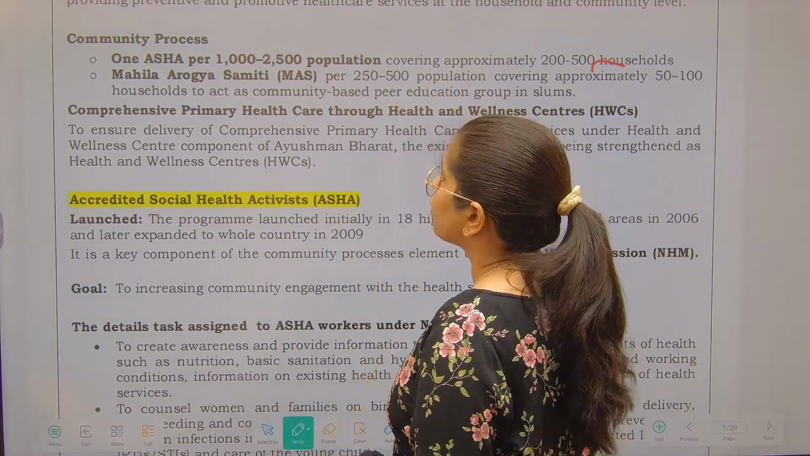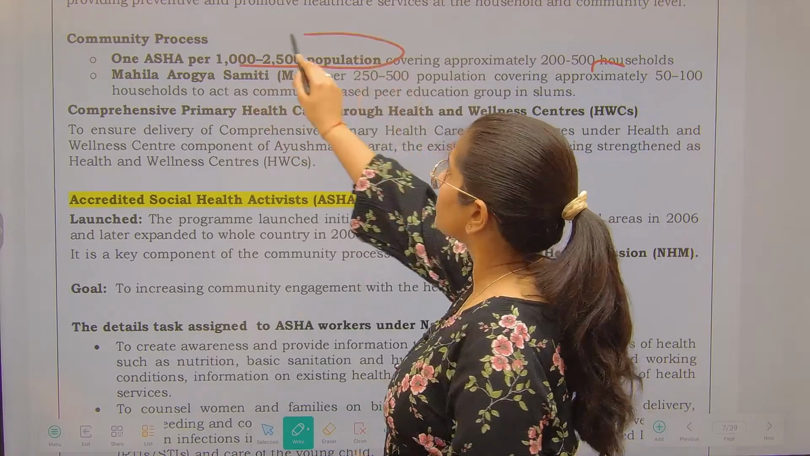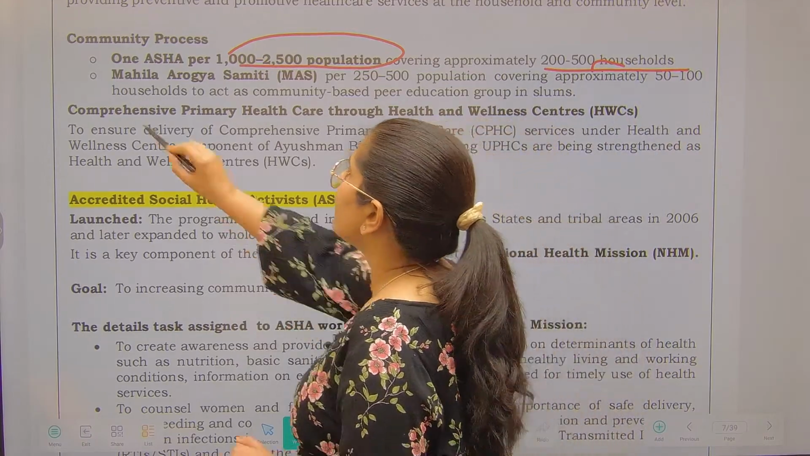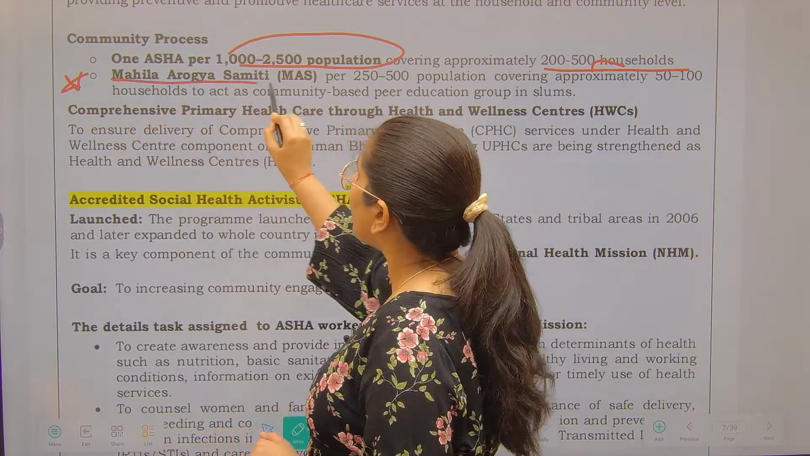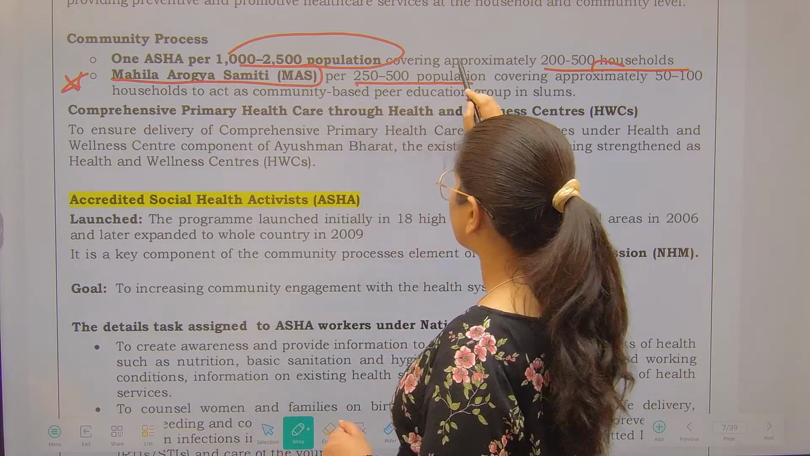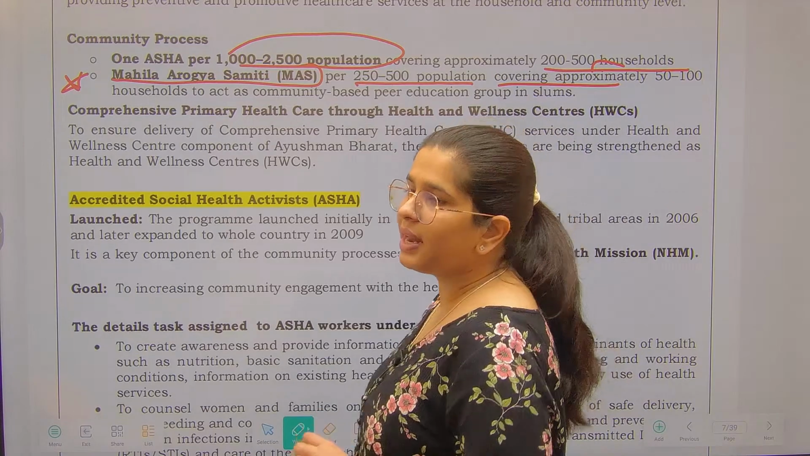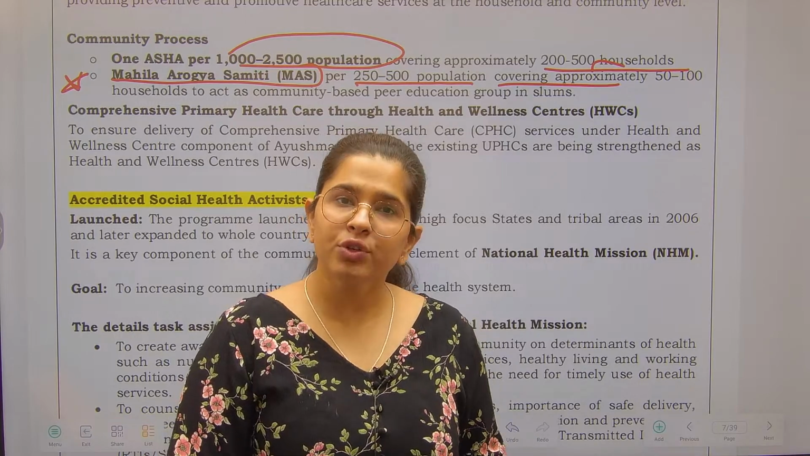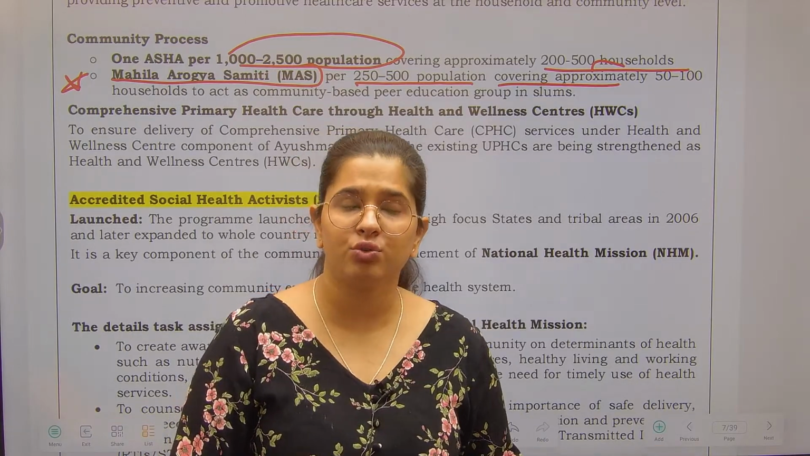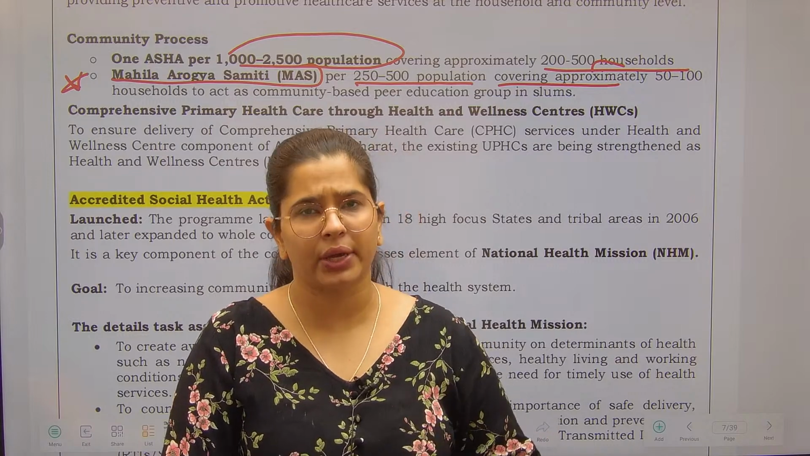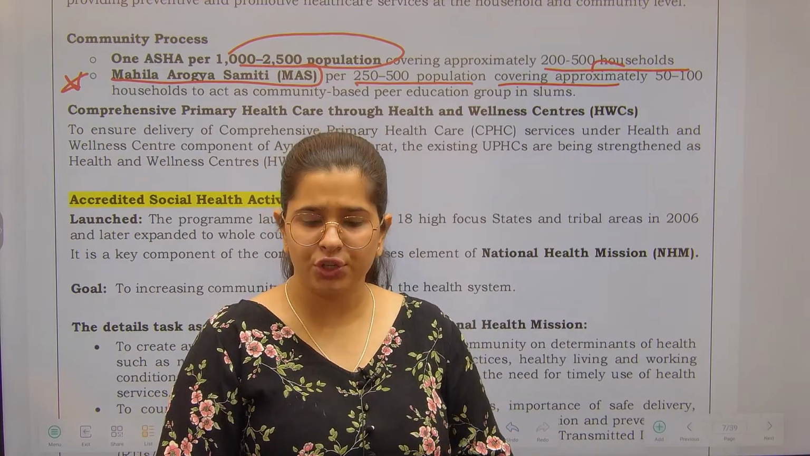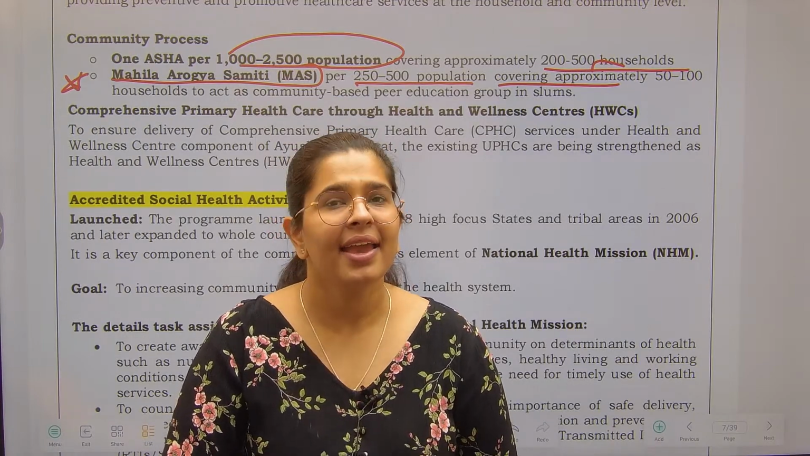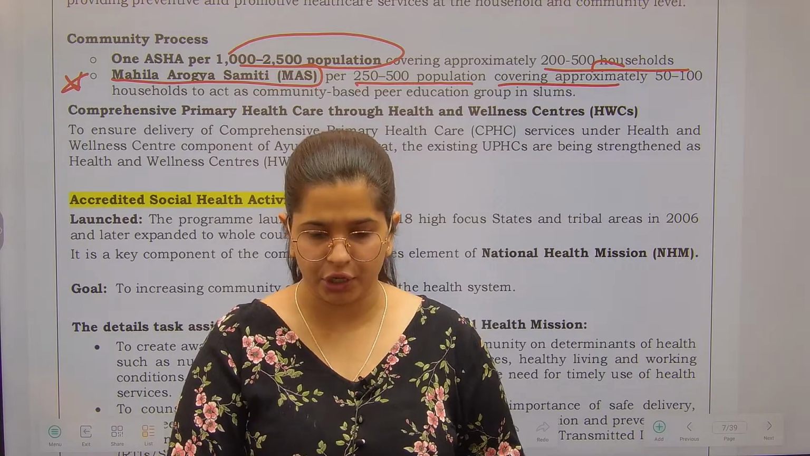For community persons also, one ASHA should be there for 1000 to 2500 population, covering approximately 200 to 500 households. And then we have a very important setup of Mahila Arogya Samiti per 250 to 500 population. See, Mahila Arogya Samiti is a group of 8 to 12 women, right? They come together, they talk about health related issues which exist in their particular locality, and then they can give suggestions to the ASHA or the other primary health centers working in that area in order to come up with a solution for that particular population.